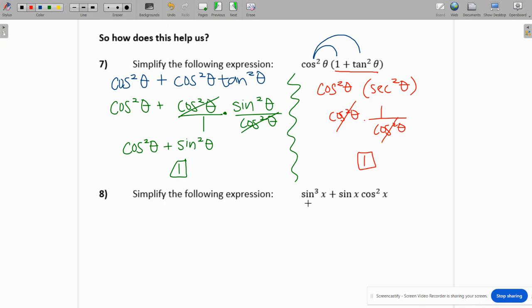For me, one possibility is I notice that each term here and here, they each have a sine. So maybe we can factor out the sine of x, which means if I factor that out, the first term here will be sine squared of x. Plus, if we factor sine of x out of this, you would still have cosine squared of x. Well, sine squared plus cosine squared is 1. So we have 1 times the sine of x, which is just the sine of x.